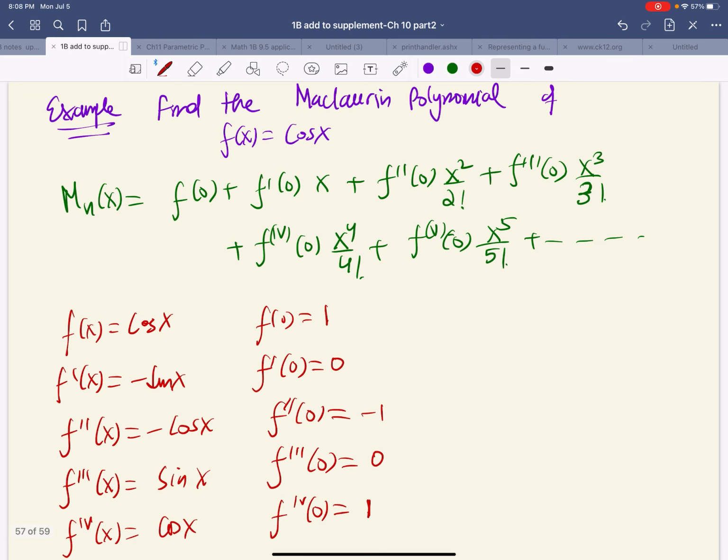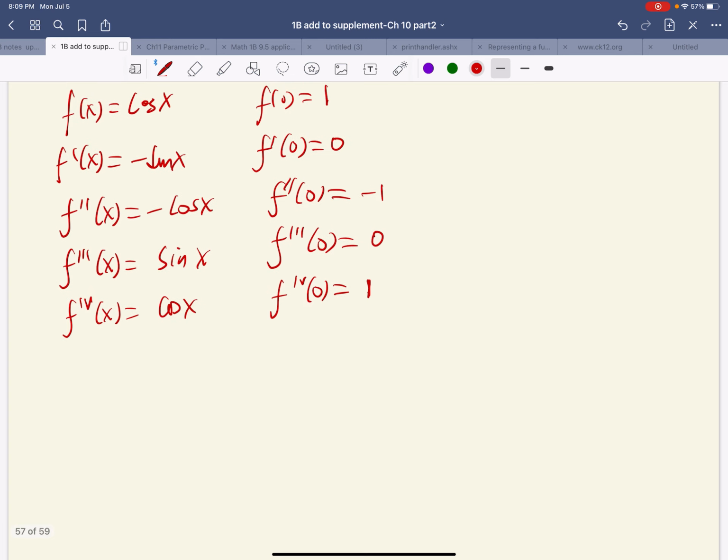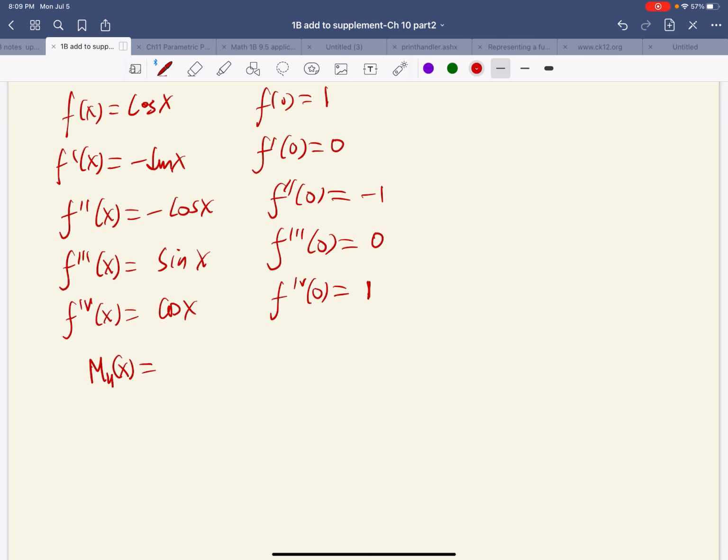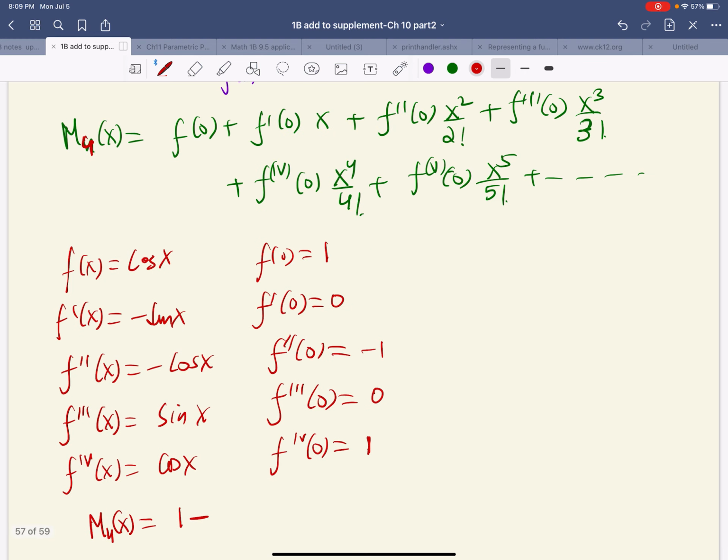So let's write down the fourth order polynomial, M4, and see the pattern of what's happening to the terms. I would have f of 0, which is 1. The next term is actually going to become 0, because f prime of 0 is 0. Then the next term would be negative x squared over 2 factorial. The third derivative term will again become 0 because f triple prime of 0 is 0. Now the fourth term has 1 times x to the fourth over 4 factorial.